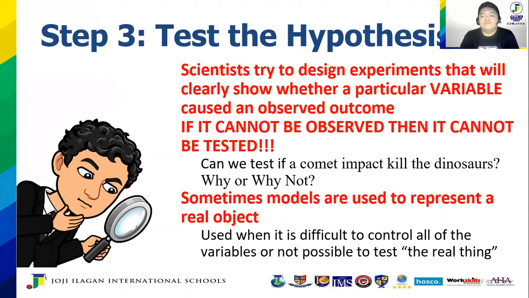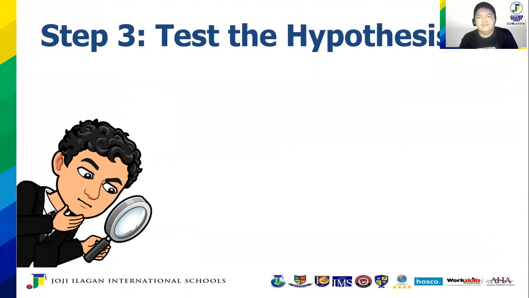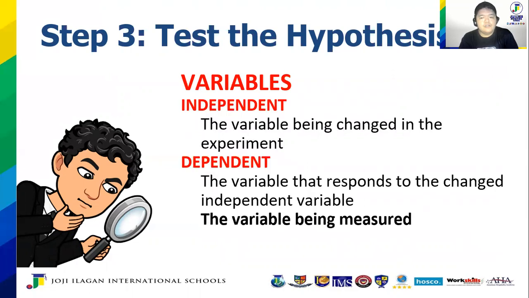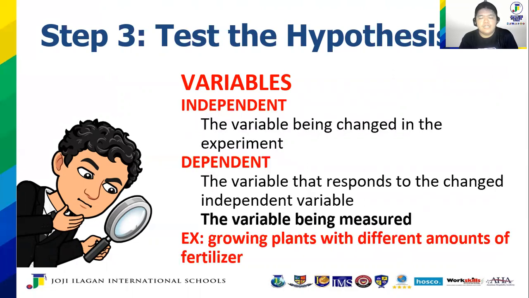Sometimes, if there are no real world objects that you can test on, you can use models to represent a real object. Variables, again, there are two types: independent and dependent variable. The independent variable is the variable being changed during the experiment, and the dependent variable is the one that responds to the change of the independent variable.